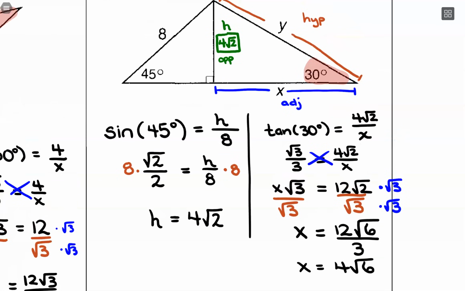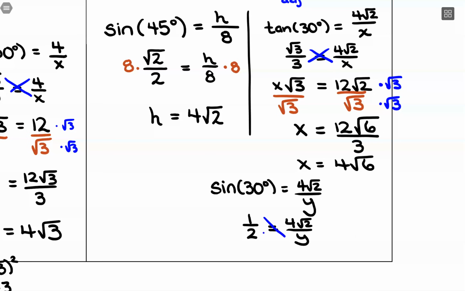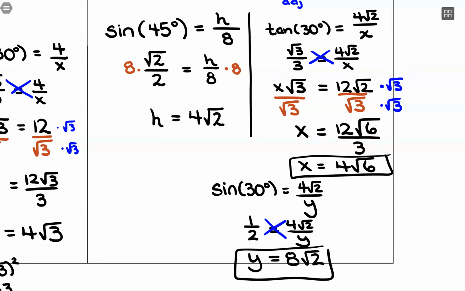All right, now solving for y. So again, I'm going to use that 4 root 2 again. I'm going to use opposite and hypotenuse, which is sine. So sine of 30 degrees is equal to the opposite, 4 root 2, over the hypotenuse, which is y. Sine of 30 degrees is 1/2. I'm going to do my cross multiplication, and we'll have y equals 2 times 4 is 8, root 2. So there's x, there's y.